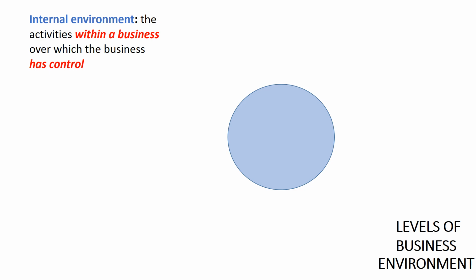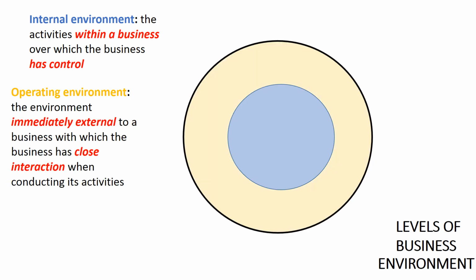The second level of the environment in which a business operates is the operating environment. The operating environment is the environment immediately external to a business and with which the business has close interaction when conducting its activities. Look down the left-hand side of your vocabulary sheet, find the term operating environment and write this definition in there. Once you've done that, highlight in your definition the words in red, bold, italics type.